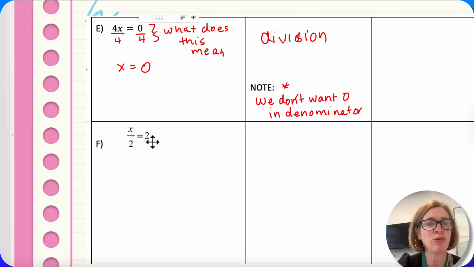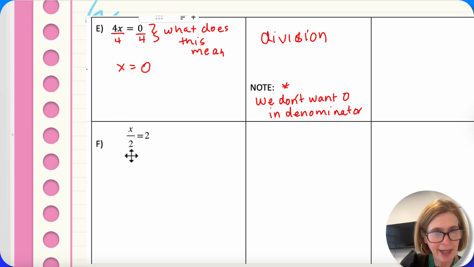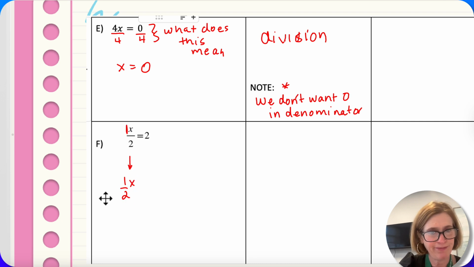X over 2 equals 1/2. Okay. I need you to recognize that what this really means is 1/2 of x, because there's a hidden 1 here. Does that make sense? When we have a fraction being multiplied to a variable, I need you to recognize that variable always goes in the numerator, to the top.